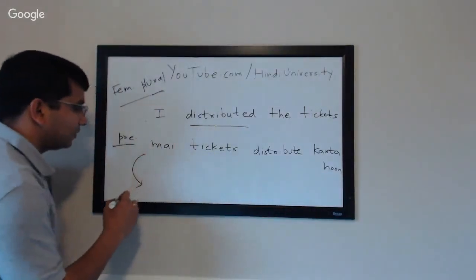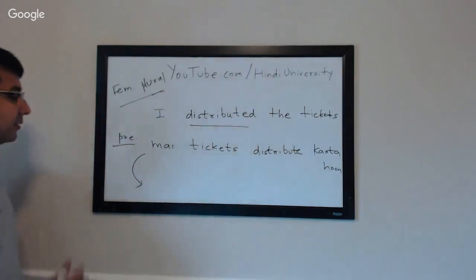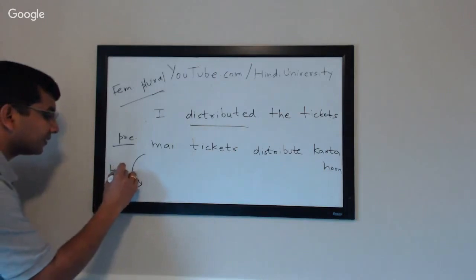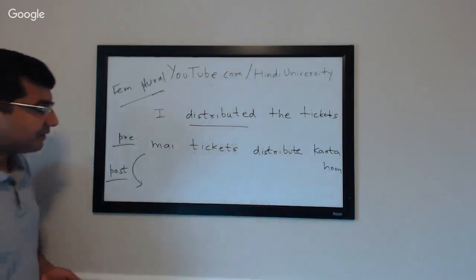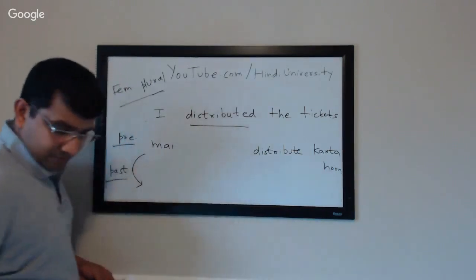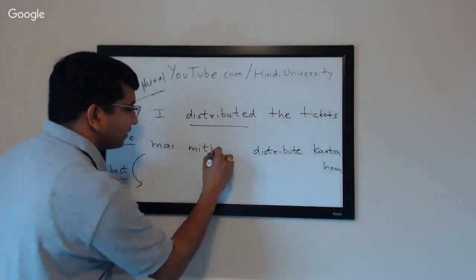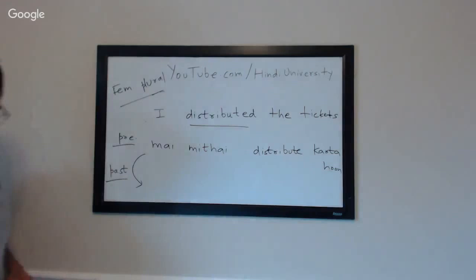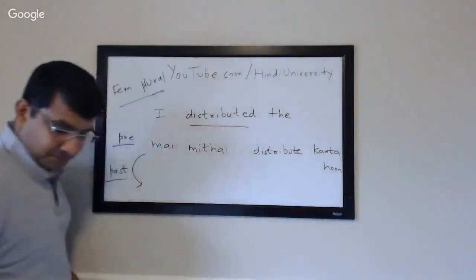Now you want to say this thing in the past. How do you say that? So tickets, okay, let me correct it. Tickets can sometimes be, let me say sweets or mithai. Mithai, let me say that actually. So it's easier with mithai.